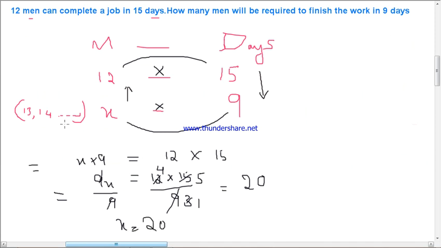So not just 13, not just 14, we need 20 men to finish the job within 9 days. I hope I've made myself clear with these two tutorial videos that I've made, in which I've covered direct variation and inverse variation.